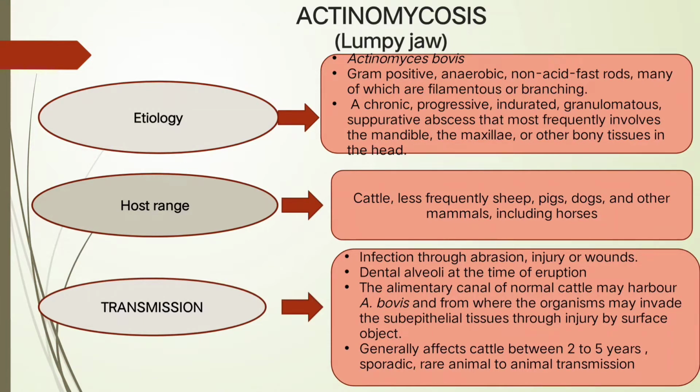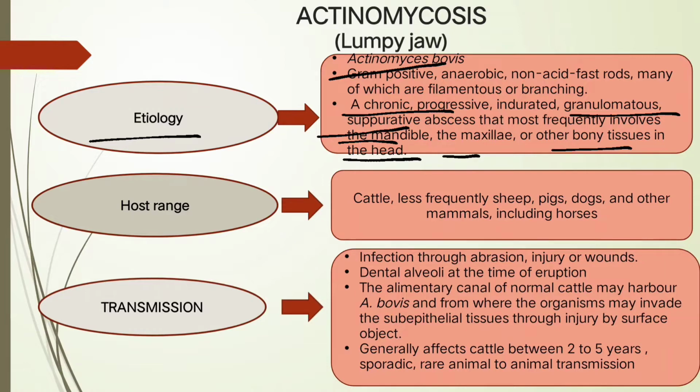Etiological agent: Actinomyces bovis, which is a gram-positive, anaerobic, non-acid-fast rod, mainly filamentous or branching. Because of these characteristics, the name given is actinomyces. It is not an acute disease. It is a progressive chronic disease characterized by granulomatous and suppurative lesions that mainly affect the mandible, sometimes the maxillae and other bony tissues of the head. There will be rarefying osteomyelitis of the mandible. The bone becomes very fragile and inflammation of the bony tissues will be noticed.